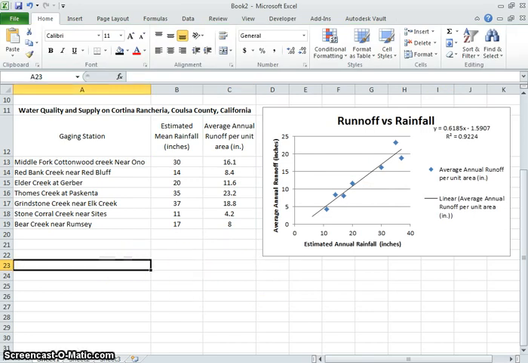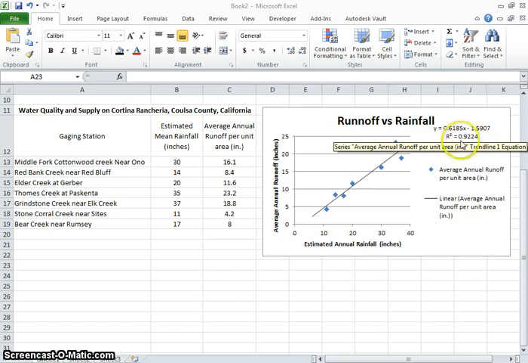So after you get the chart, you're supposed to print this out, and you're going to mark up this page. But it also asks you a couple of things. So would you describe the relationship between the average annual runoff and the estimated annual rainfall to be a strong correlation, weak correlation, or neither? And we know the closer it is to 1, the stronger it is.